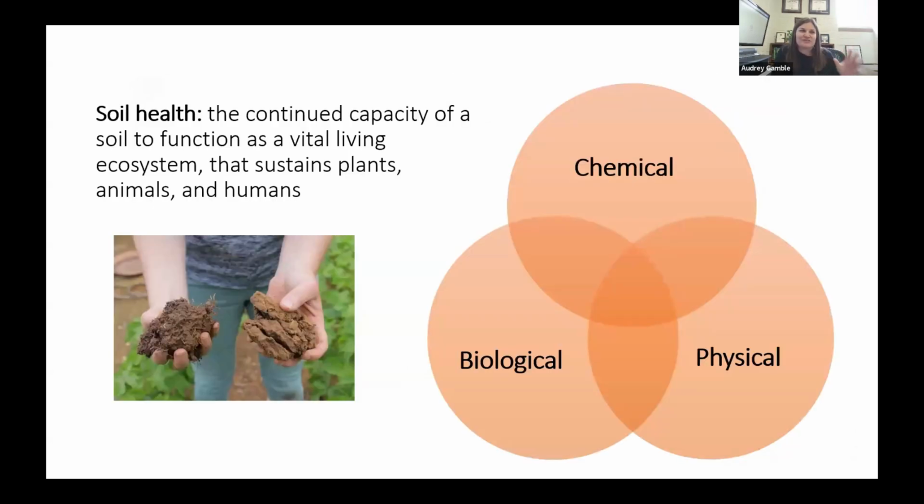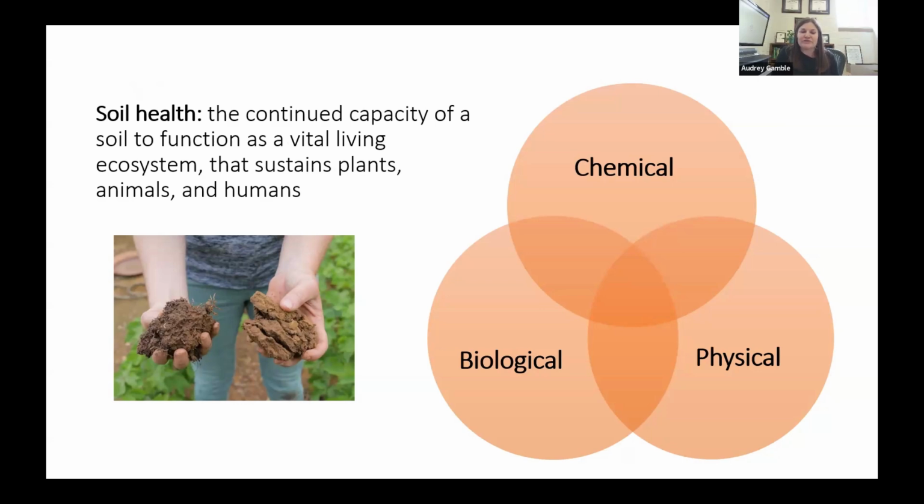So when we, as soil scientists, talk about soil health, we're really talking about the continued capacity of a soil to function. And that's those functions that I mentioned at the beginning in terms of supporting plant growth, but also filtering water, sequestering carbon. And that allows soil to function as a living ecosystem that sustains plants, animals, and humans. And soil health is really the intersection of many different properties. And as soil scientists, we often divide those into chemical, physical, and biological properties.